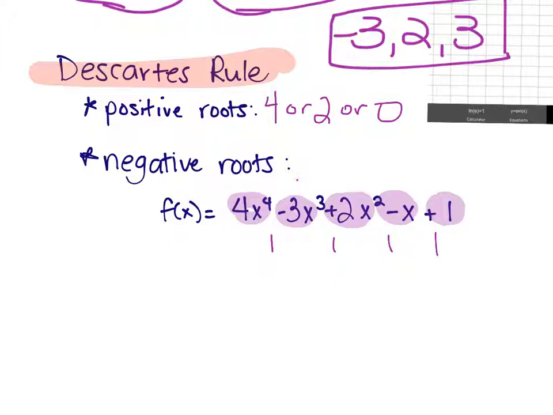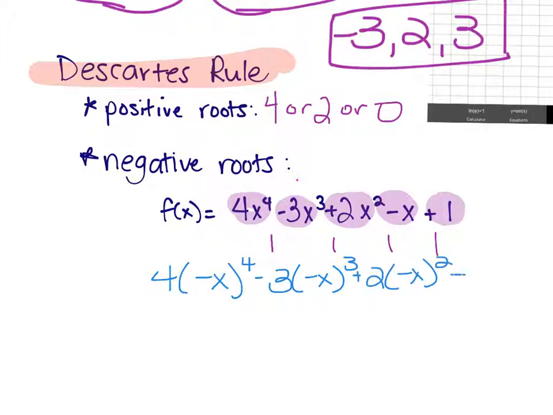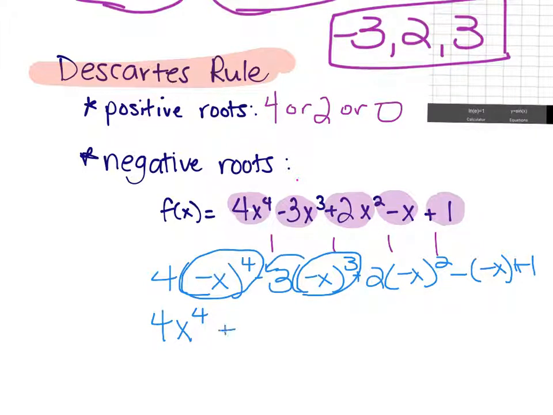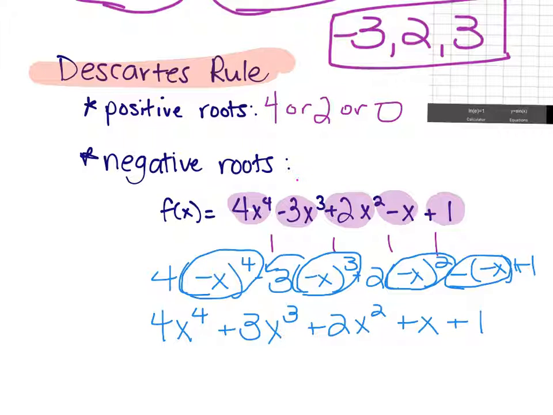For negative roots, the first thing you're going to do is plug in a negative x in place of all the x's, and then simplify. So negative x to the fourth becomes a positive x to the fourth. Negative x to the third is negative x to the third times a negative, which means positive 3x to the third. Negative x squared is a positive x squared. Minus a negative becomes a plus x, and then plus 1. Count your sign changes this time, and it's positive, positive, positive, positive, positive, which means there are 0 sign changes, or 0 negative roots.